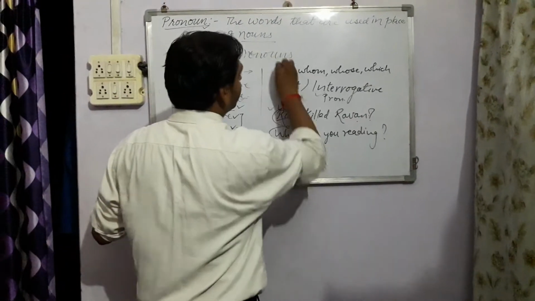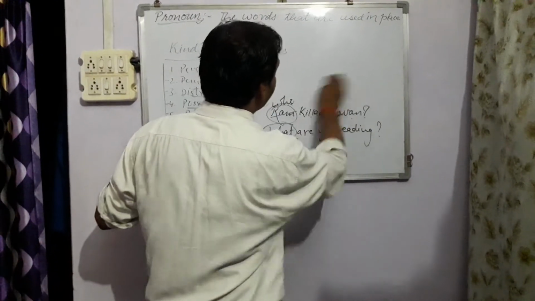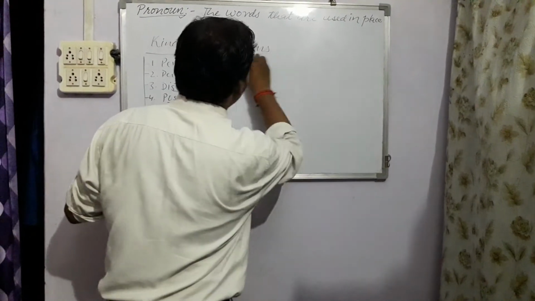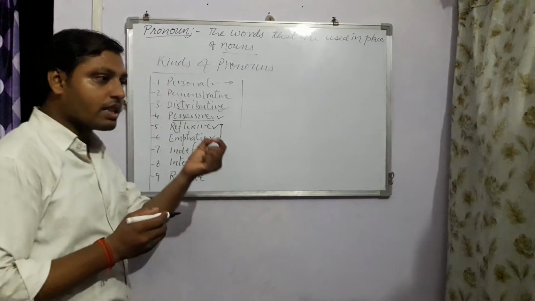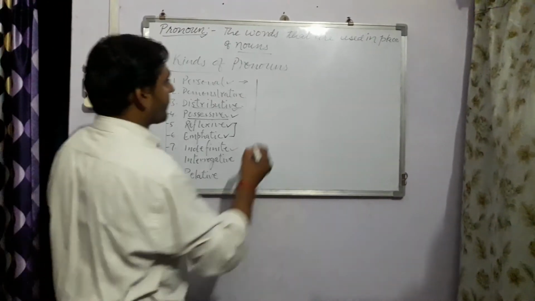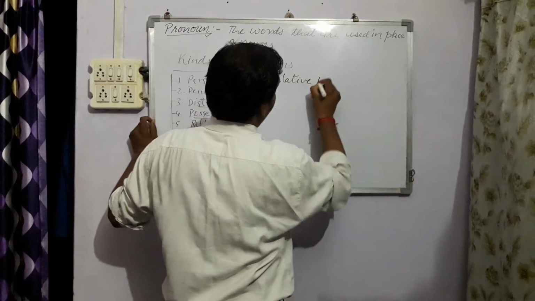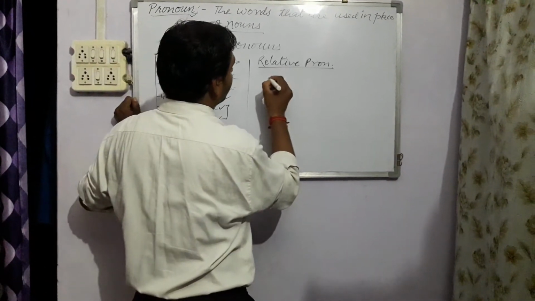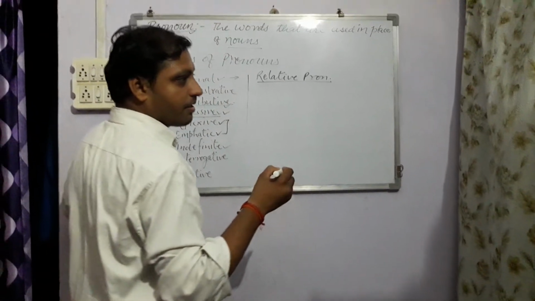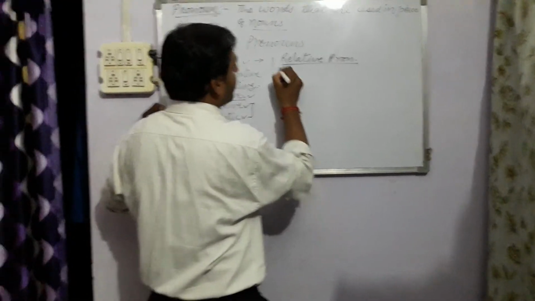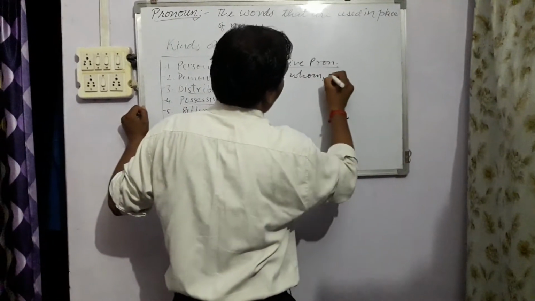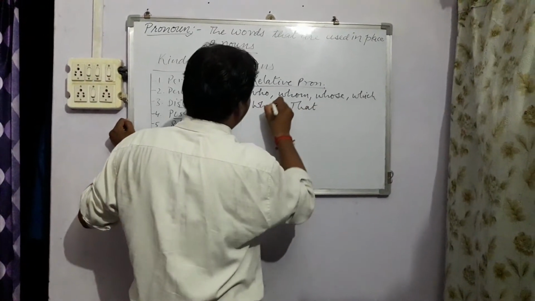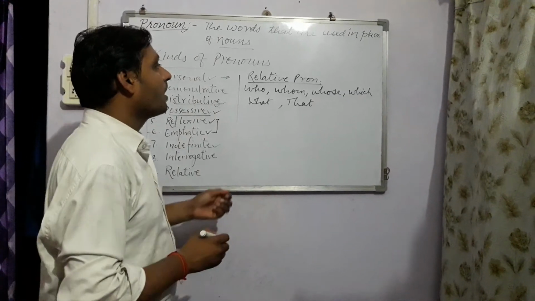Relative pronoun always shows the relation with its antecedent. Antecedent, the word which comes before. Let us tell you what the relative pronouns are. Who, whom, whose, which, and that. What is also there. All these words are relative pronouns.